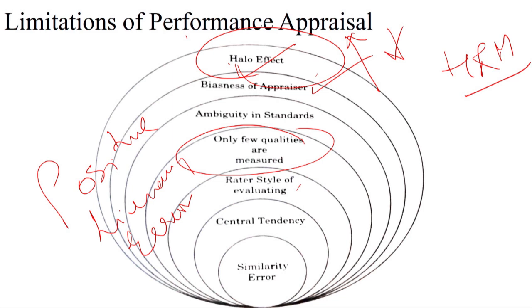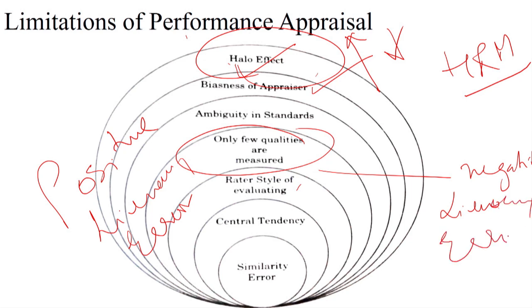Whereas when we talk about a strict tendency, that is known as the negative. People who are strict, or those who have that strict tendency of evaluating people, are known as having the negative leniency error. So basically there are two kinds of errors, one positive and one negative. People who are very lenient will be facing the positive leniency error, and people who are very strict will be facing the negative leniency error.